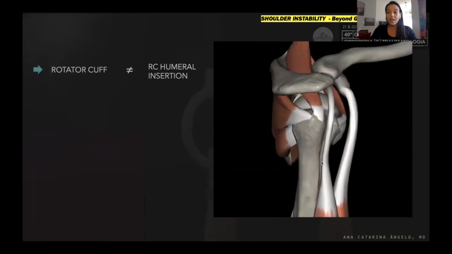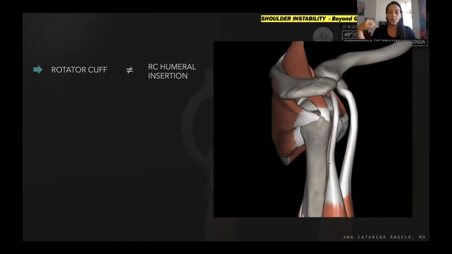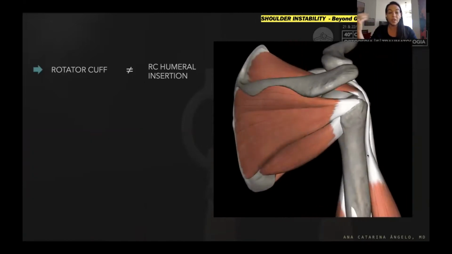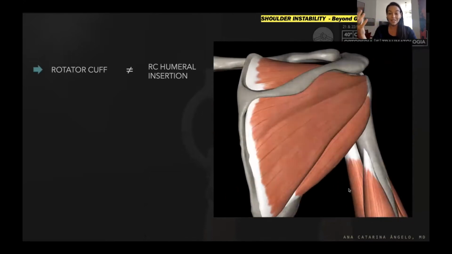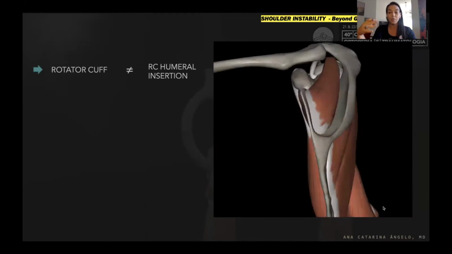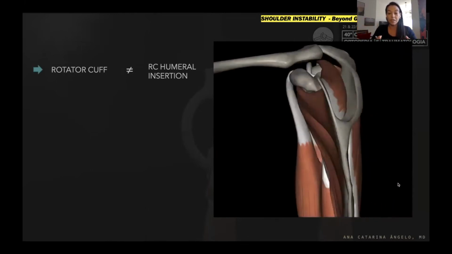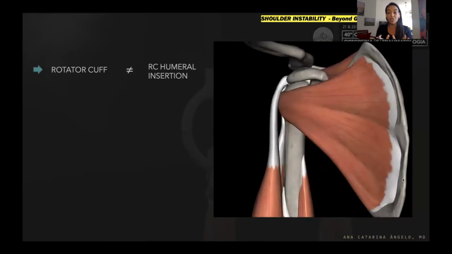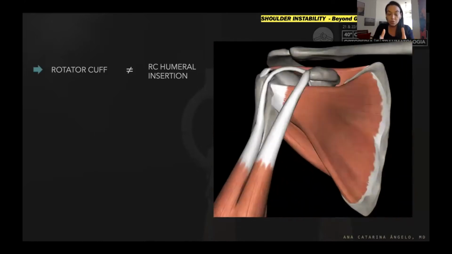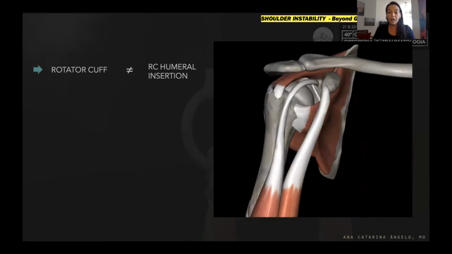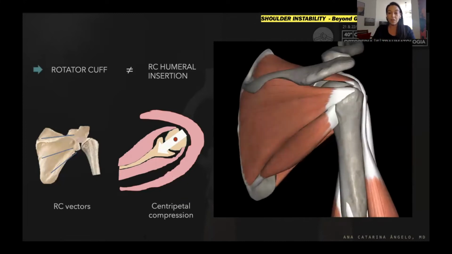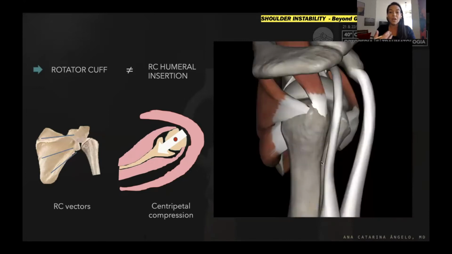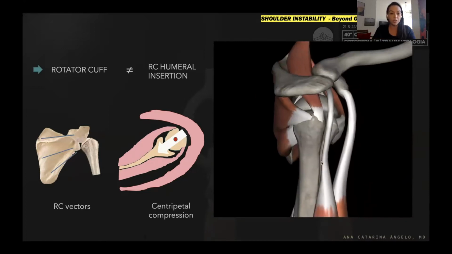A third thing that is very important to acknowledge when you treat a shoulder patient is that the rotator cuff is not just the rotator cuff humeral insertion. It's not just the tendons that insert in the humeral head. The rotator cuff is a group of muscles that come from the scapula, insert on the scapula, and go towards the humerus, embracing the humeral head and stabilizing it. So it is very important for them to maintain their correct vectors and correct function, and the position that the scapula has in relation to the humerus.